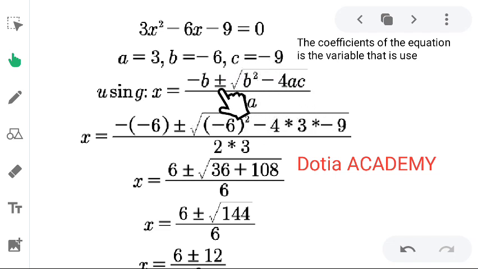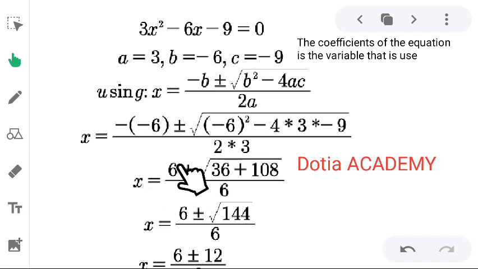quadratic formula, minus b plus or minus the square root of b squared minus 4ac, over 2a. So you have x is equal to minus, the minus coming from the formula, and the b itself is having minus. This is why I have minus into bracket of minus 6, plus or minus the square root of b squared, that's minus 6 squared, because b is minus 6, minus 4 times a, which is 3, times c, which is minus 9, over 2a, 2 times 3, that 3 coming from the coefficient of x squared.